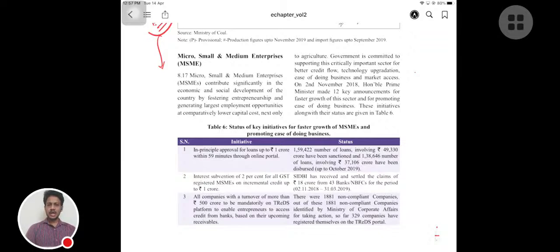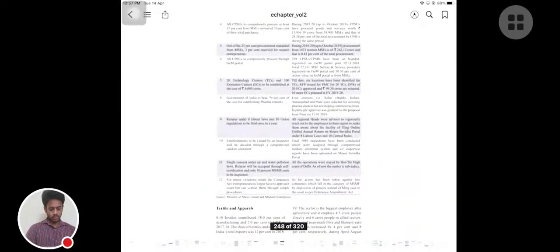And all companies having a turnover of 500 crores have to be mandatorily registered on the TReDS platform. This is also trade related. I think this will be written in your current affairs material, TReDS with a small e, small s. Also, all CPSUs must compulsorily procure at least 25% from MSMEs. So there are some 12 key announcements for this sector, but I'm not going into the details. You can take all of them from your current affairs, because I found them very technical in nature. So I don't think a question may be asked there. Let us move on, right?